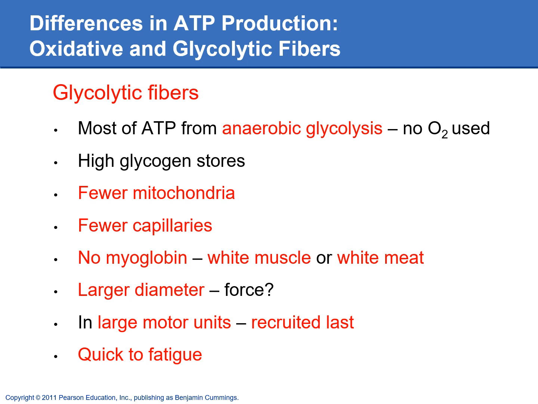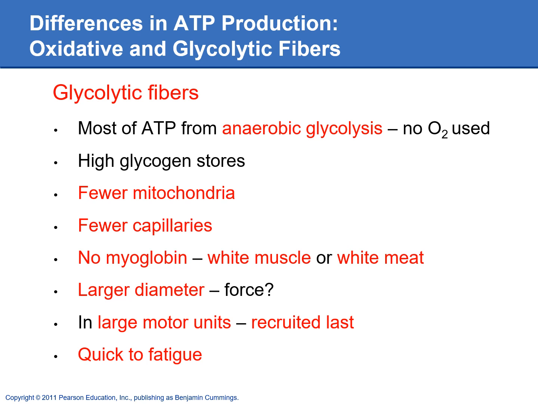And then the glycolytic fibers, they're going to use fermentation to make most of their ATP. Remember, fermentation does not require oxygen. So they don't have as much of a blood supply and not as many mitochondria because they're going to be mainly using fermentation to make their ATP. And they also are going to be using glycogen stores a lot more than using up glucose from the blood to make the ATP. They also don't have any myoglobin to store any oxygen since they're using fermentation. So there's no red pigment.